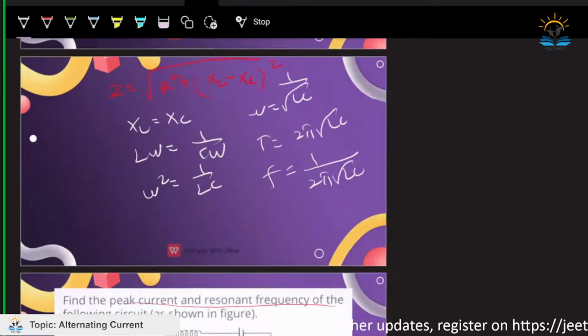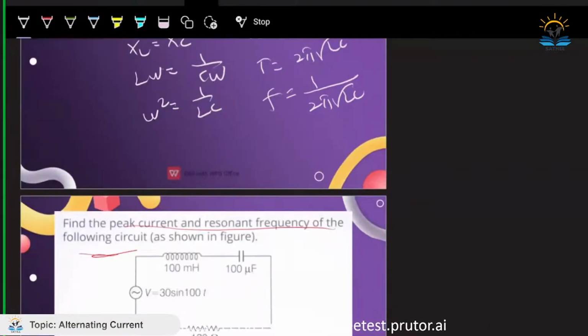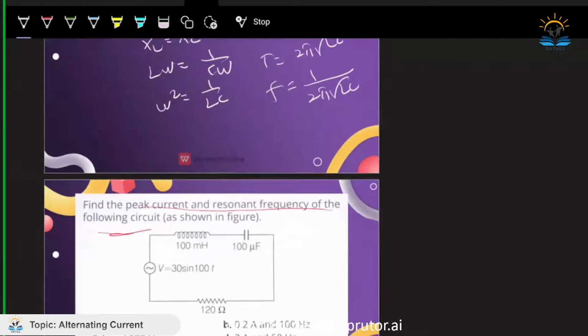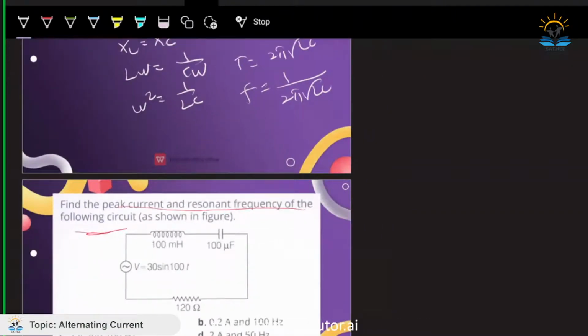1 by 2 pi into root LC. Any doubt? No doubt. So here it's saying that find the peak current and resonant frequency of the following circuit.